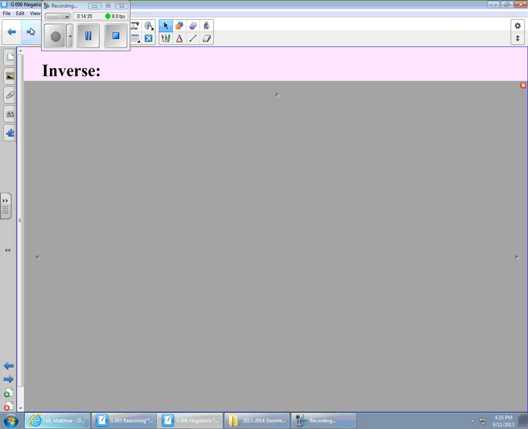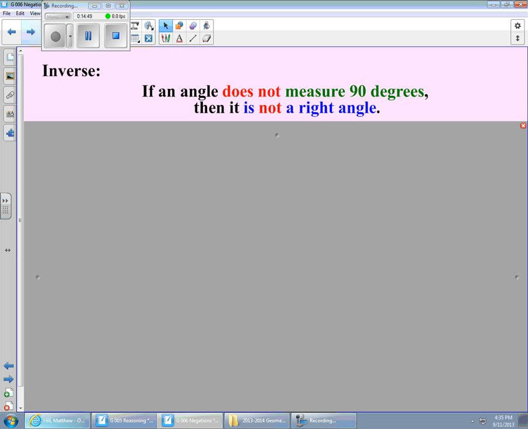Next, the inverse. Okay, what does an inverse do? It takes the hypothesis and the conclusion and it negates them. So if an angle measures 90 degrees, then it is a right angle. An inverse would most likely say if an angle does not measure 90 degrees, then it is not a right angle.